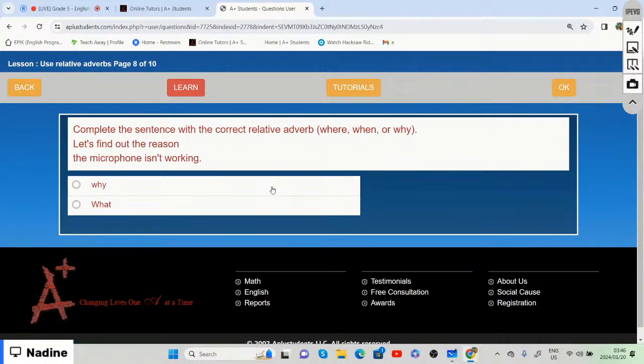All right, let's do our last one. Let's find out the reason. Do we say why the microphone isn't working, or do we ask ourselves what the microphone isn't working? So let's find out the reason why the microphone isn't working, or let's find out the reason what the microphone isn't working? So is it why it's not working or what it's not working?